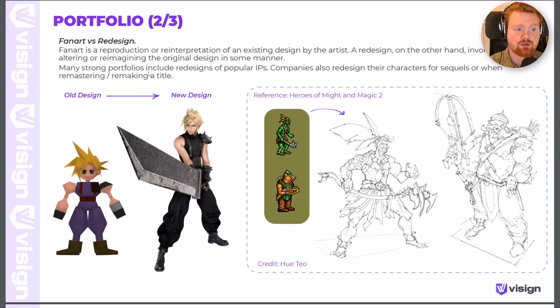Many strong portfolios include redesigns of popular IPs. Companies also redesign their characters for sequels or when remastering or remaking a title. For example, with something like Final Fantasy, they have done a remaster or a remake of one of their previous titles. You can see here an old design, and they take that design and make a new design out of it so it fits with a modern audience.